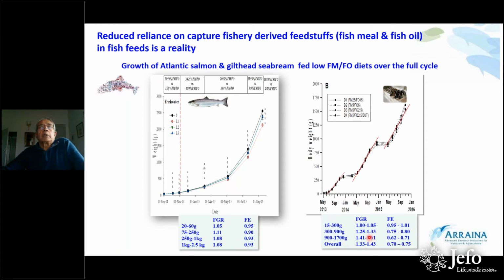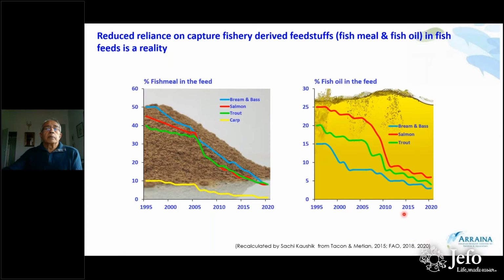So this is possible. It has been done with a number of species, not only by ourselves with colleagues from different countries in Europe, but also in other parts of the world. So we made a statement like this: the level of fish meal in the feed over the past 25 years has come down significantly. Even for carp, which used to have about 10%, it is less than 1% now. And for bass, bream, salmon, trout, and so on, they've been coming down. And the same applies to the fish oil levels in the feed for bream and bass, salmon, or trout.